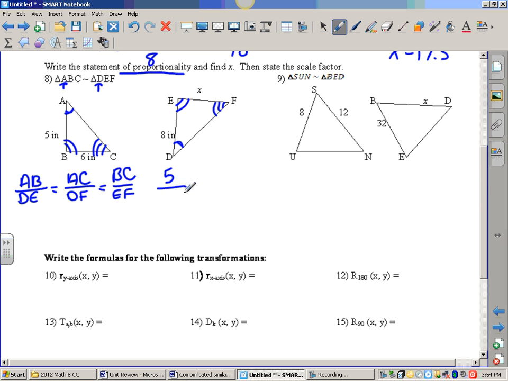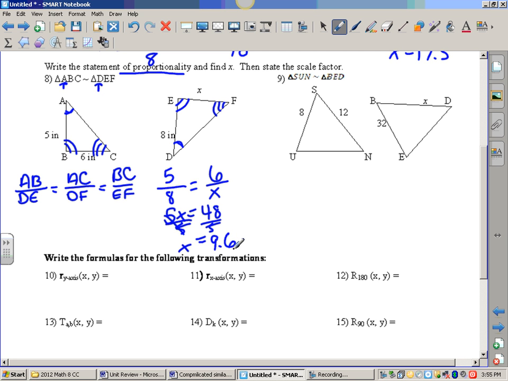5 is to 8 as 6 is to x. Now you just cross multiply and solve. You get 5x equals 8 times 6, which is 48. Divide by 5, and you get x equals 9.6.